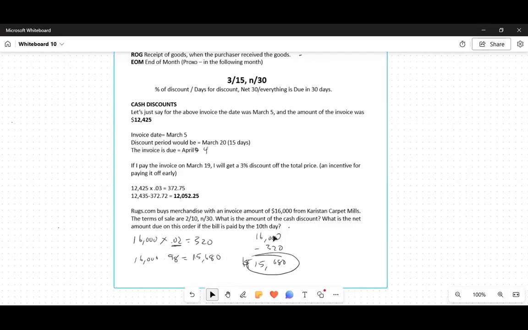So in this case, it asked you what is the net price. So actually, what is the cash discount? So we figured that out. And then what is the net price on the order? We figured that out. But we could have done it this way too. We could have just done 16,000 by 0.02. That's the discount. 16,000 by 0.98 because that's what's remaining that I still have to pay. That's 15,680. I could have solved it that way as well. All right, let me move on to the next page here.